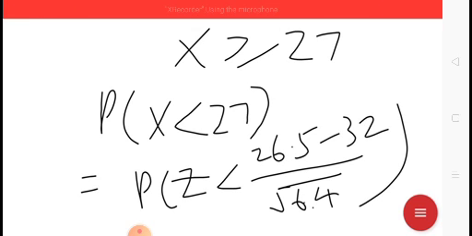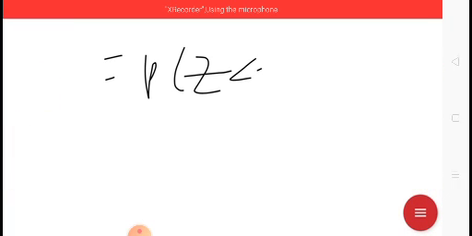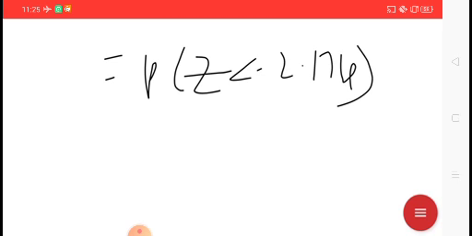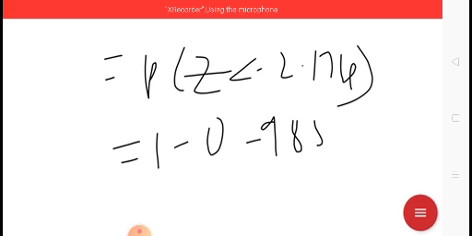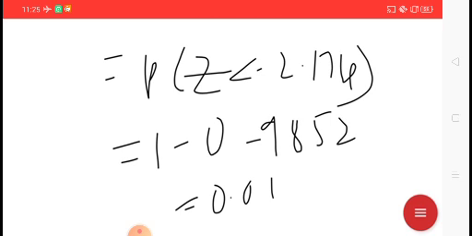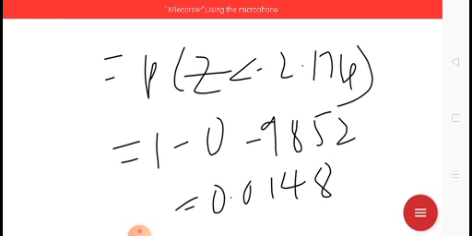So when you do further calculation, you will get P(Z smaller than negative 2.174), which is 1 minus 0.9852, equal to 0.0148. So this is the probability of type 2 error, and the question is asking for the probability of type 2 error. So this is the answer. You may simplify it to three significant figures, and this is for part 2. Okay, next we will move to hypothesis test for the Poisson.